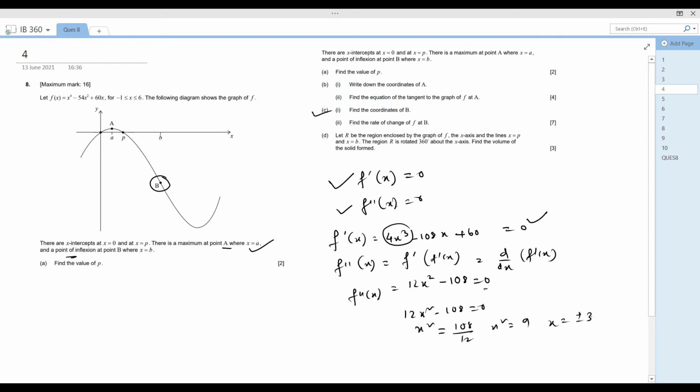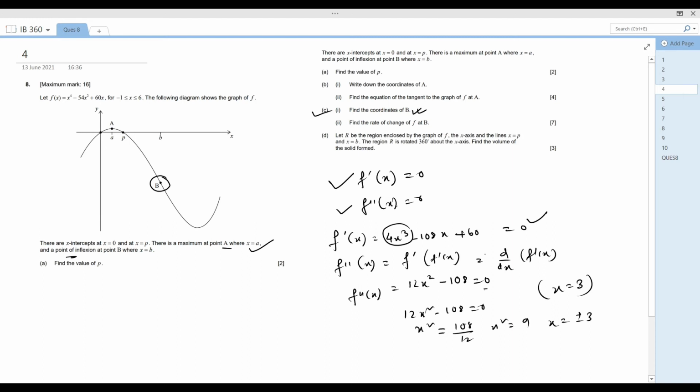Now minus 3 we cannot take, so x equals 3. This is one value, x equals 3. In this way you have got the coordinate of b: x equals 3.